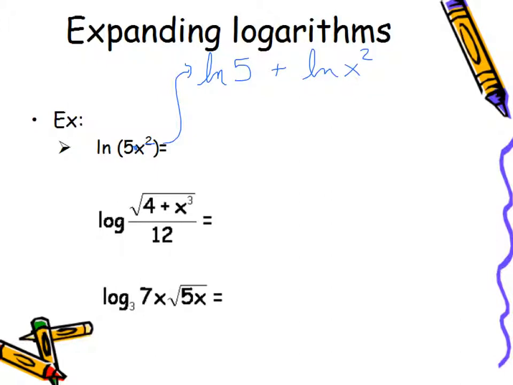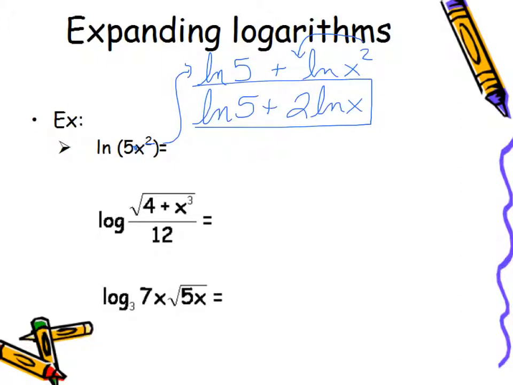And then the other thing I'm going to deal with is that 2. Okay, that 2 is an exponent, so it needs to come out in front. Now it's only on the x, so I'm only going to put it in front of the log of x. All right, so then I would have natural log of 5 plus 2 natural log x. And I have expanded that. Okay, let's try our next one.